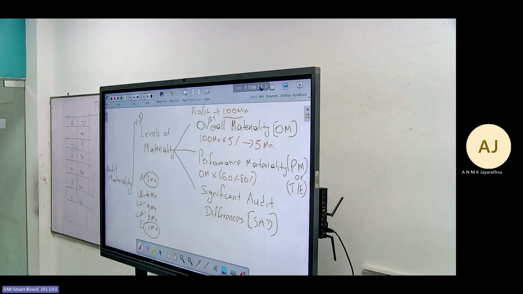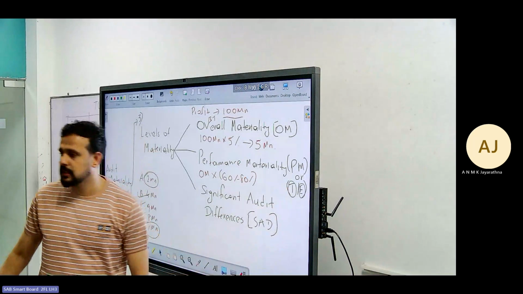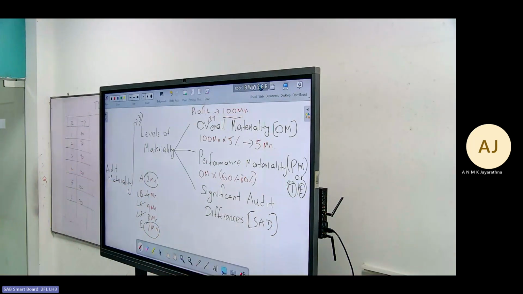In other words we call it tolerable error. Why are we saying tolerable error? Because we can tolerate misstatements up to a maximum of 3 million. If you notice any misstatements of more than 3 million, you should ask management to rectify them. We are not checking the entire 100%.